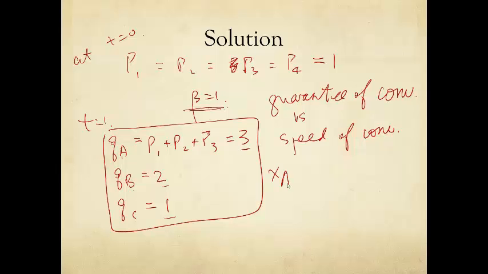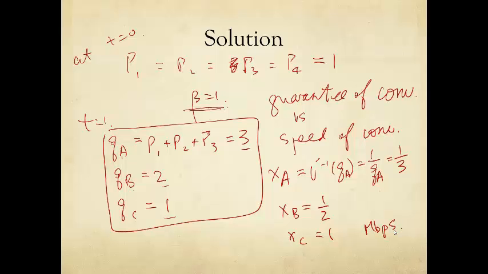Now, the source rates, therefore, work like this. It is U prime inverse of Q. For a log utility function, the demand function, U prime inverse, is just the reciprocal, 1 over QA. That means XA is 1 over 3, XB is 1 over 2, XC is just 1. These are measured in megabits per second.